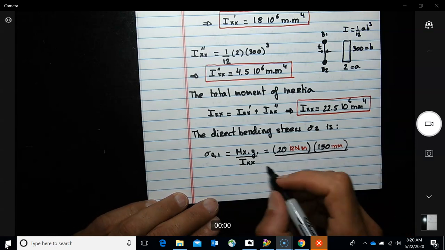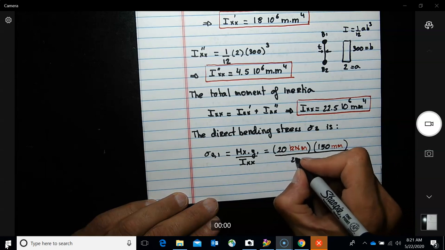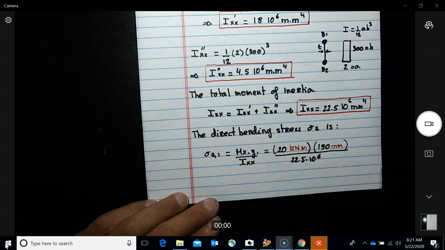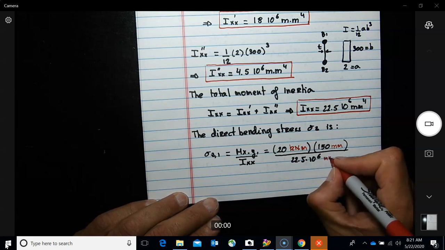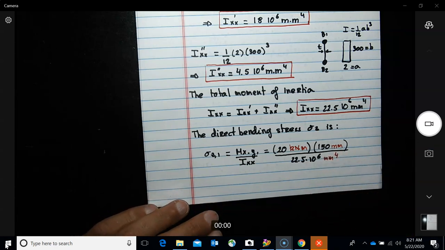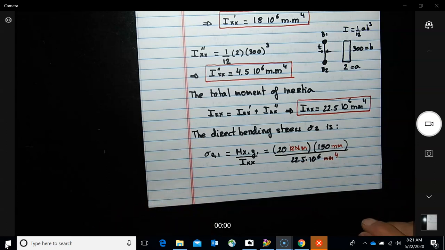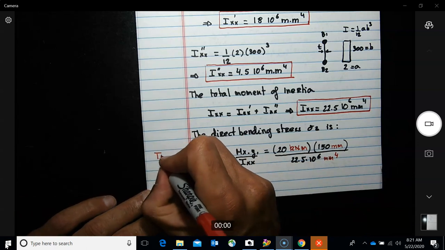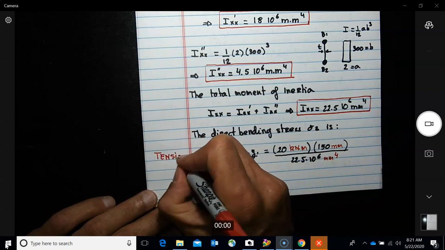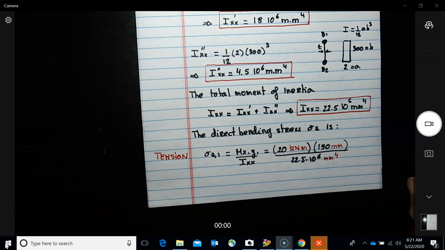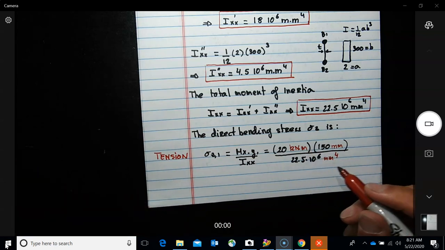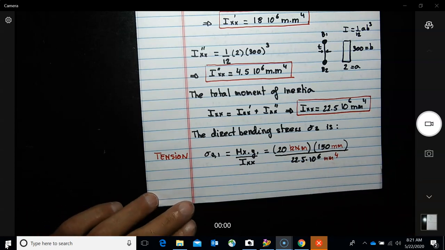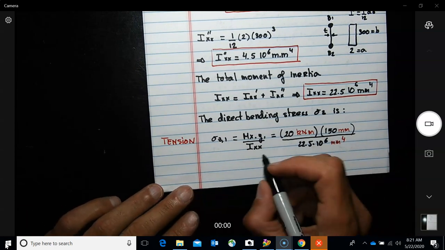And here we know that Ixx is equal to 22.5 × 10^6 millimeters to the 4. Okay, and we know that this is in tension, so that should be positive, okay? All right, so let's do this calculation, but we need to be careful with the units.